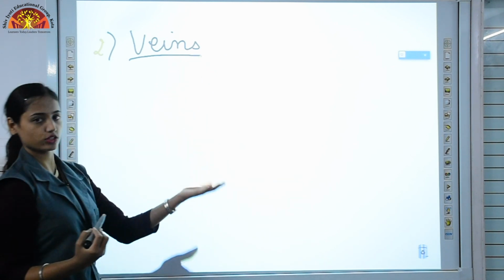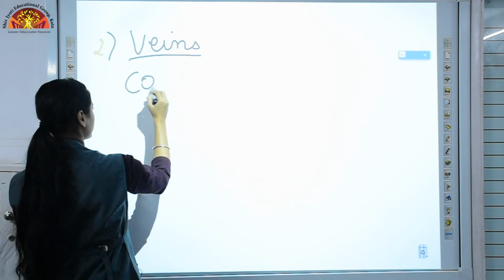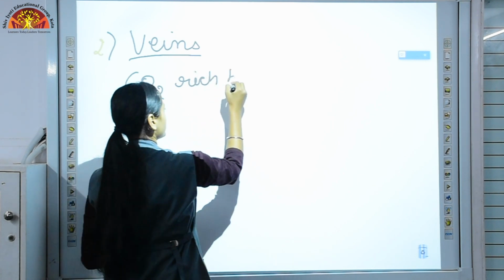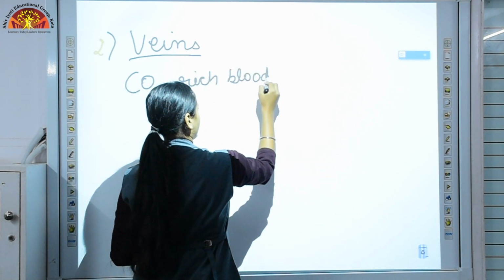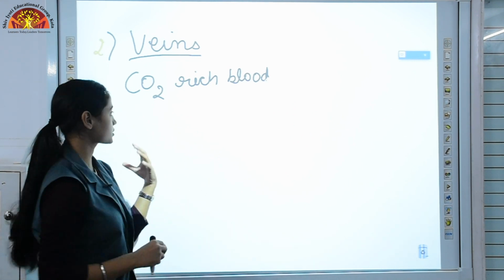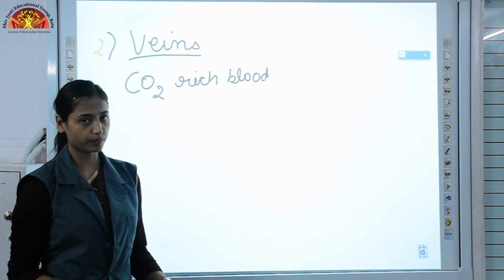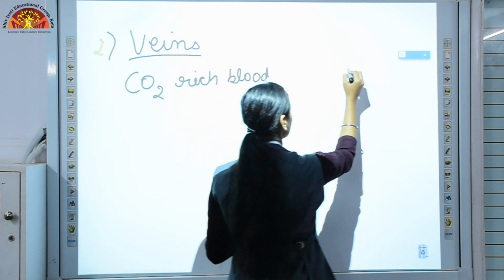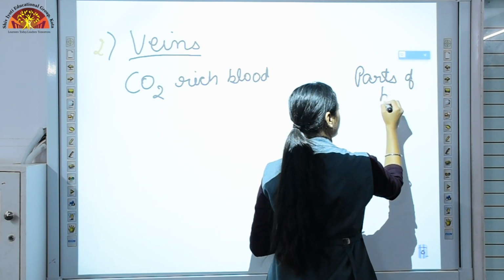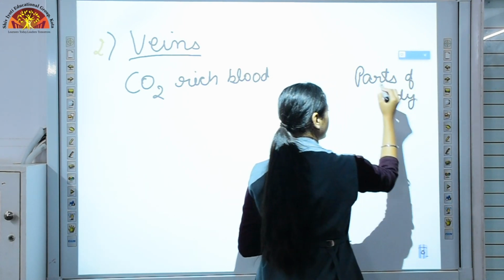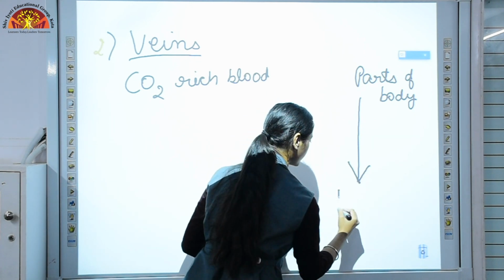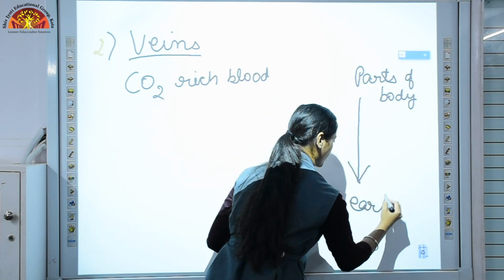Veins are just the opposite case of artery. Veins carry carbon dioxide rich blood. After consuming that oxygenated blood, that blood becomes rich in carbon dioxide. So from the body parts, that blood is sent back to our heart.